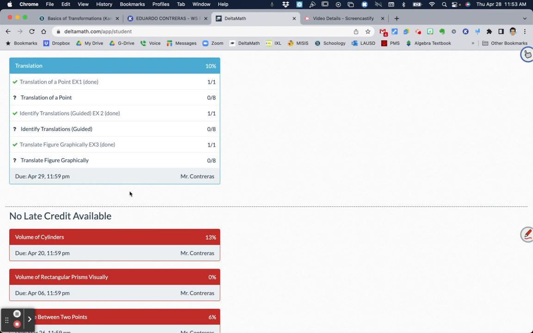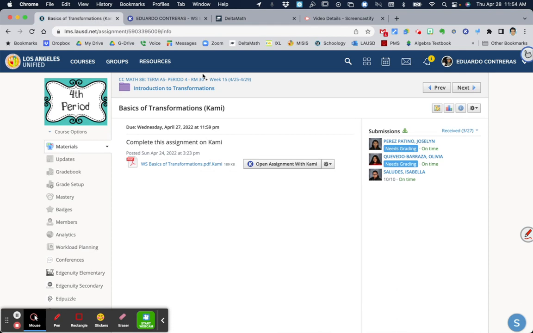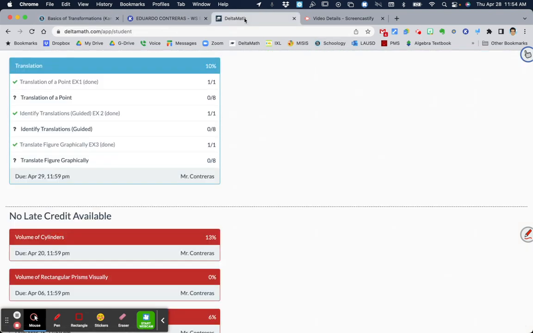So that's today's assignment. So today is basically a catch-up day. You're either finishing or completing this basics of transformations from Tuesday, or the sheet that I gave you yesterday. And if you're all caught up with that, you're working on this. Okay? All right, guys. So that is the assignments for today.